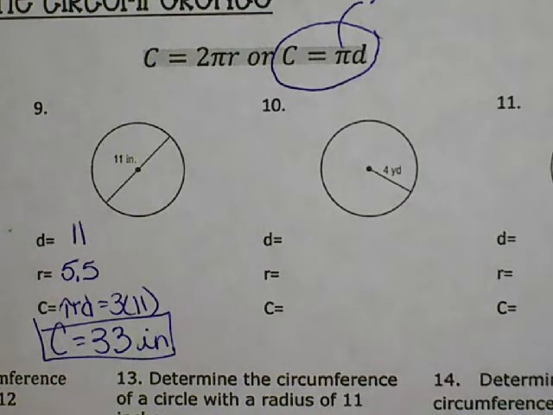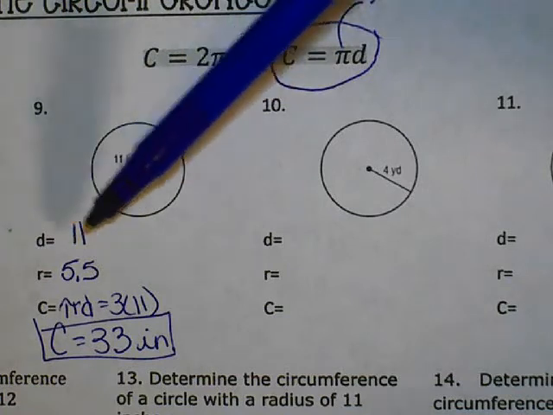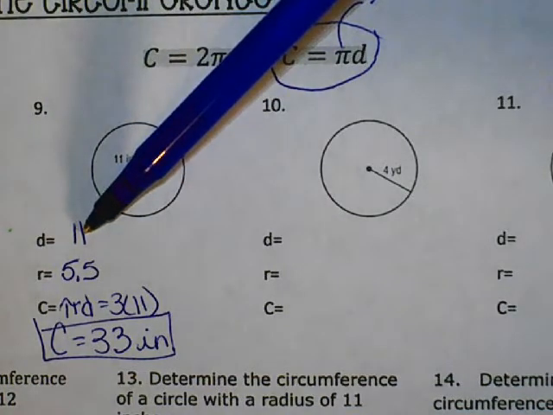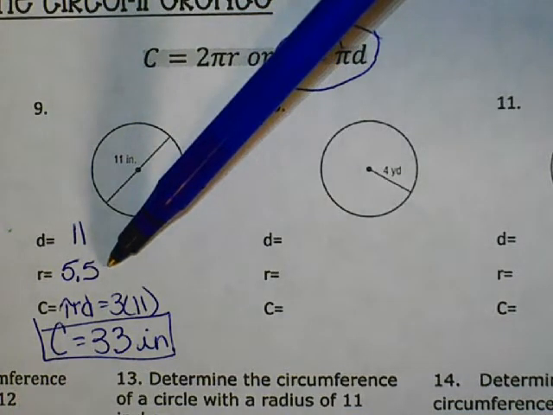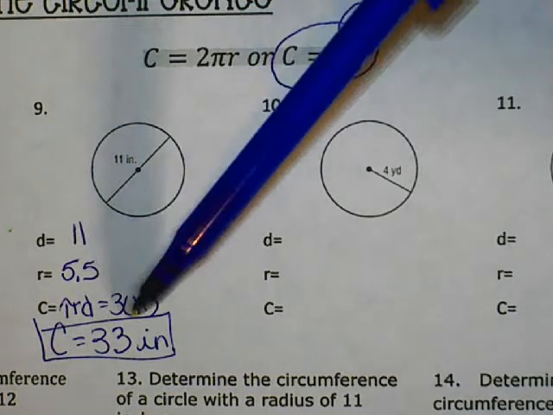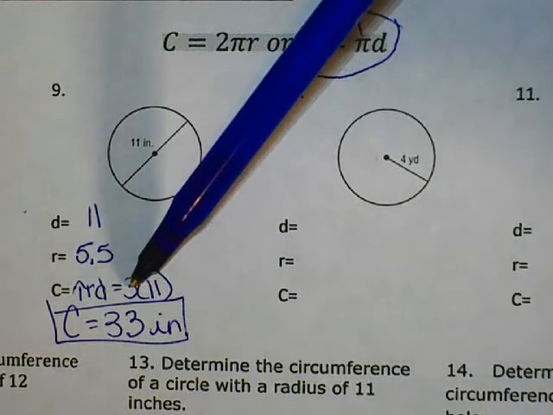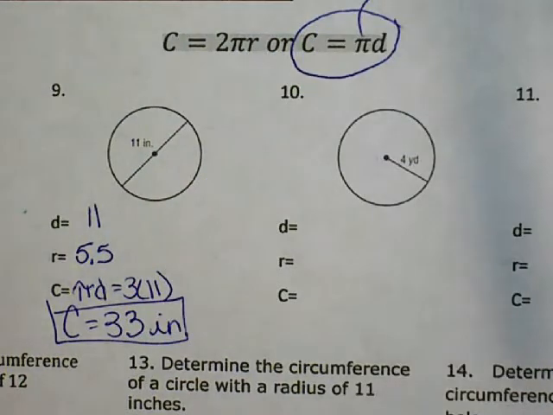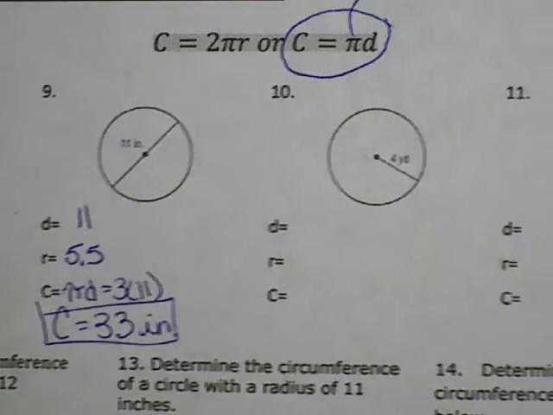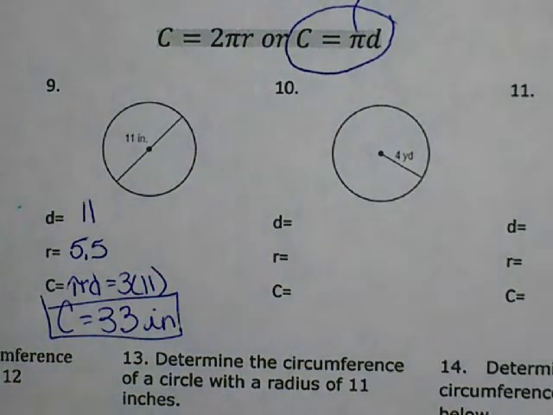Did you get the circumference is 33 if the circle has a diameter of 11? That's awesome. I went ahead and filled out the diameter of 11. The radius is half of that, which is 5 and 5/10. But I continue to use pi times diameter, which is 3 times 11, and got 33 for the circumference. Let's take a look at number 10 together.